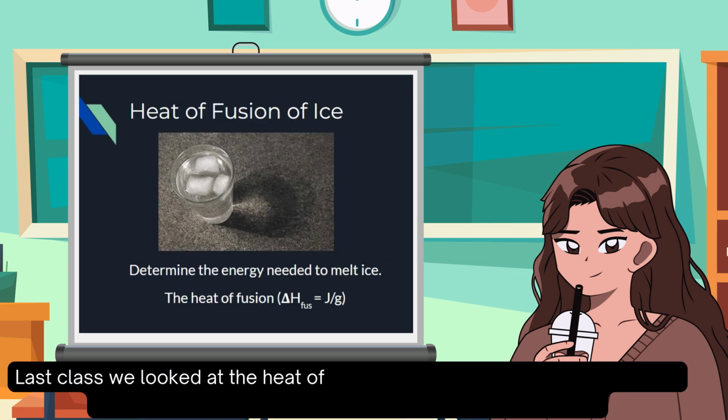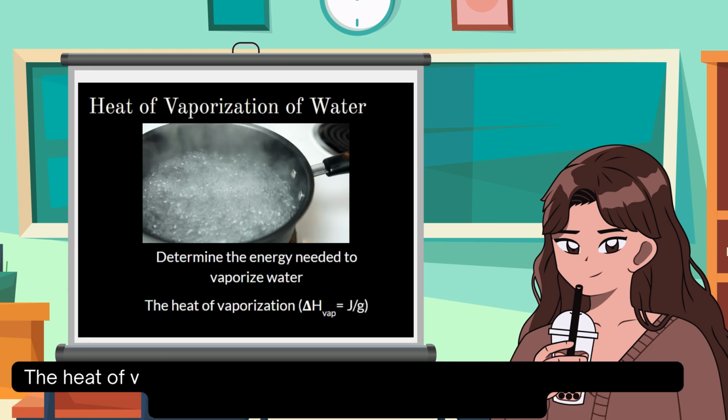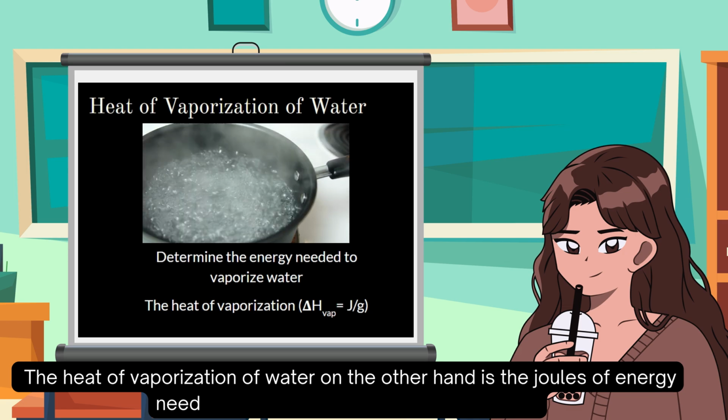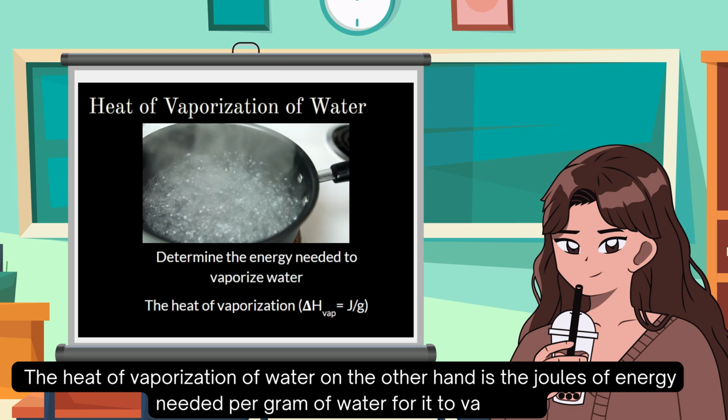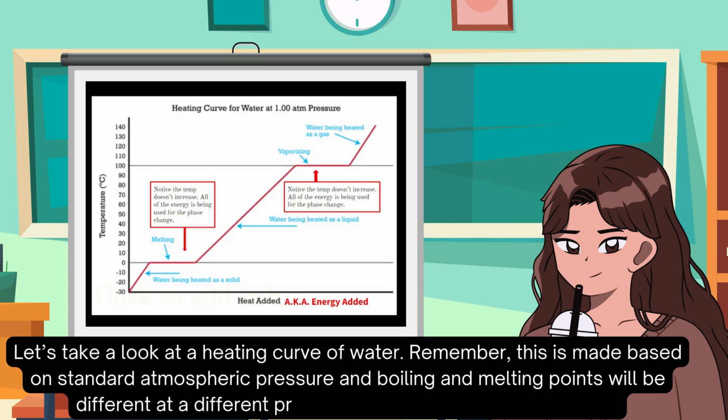Last class, we looked at the heat of fusion of ice. The heat of fusion of ice is the joules of energy needed per gram of ice for it to melt. The heat of vaporization of water, on the other hand, is the joules of energy needed per gram of water for it to vaporize. Let's take a look at a heating curve of water. Remember, this is made based on standard atmospheric pressure, and boiling and melting points will be different at a different pressure as we saw in phase diagrams.